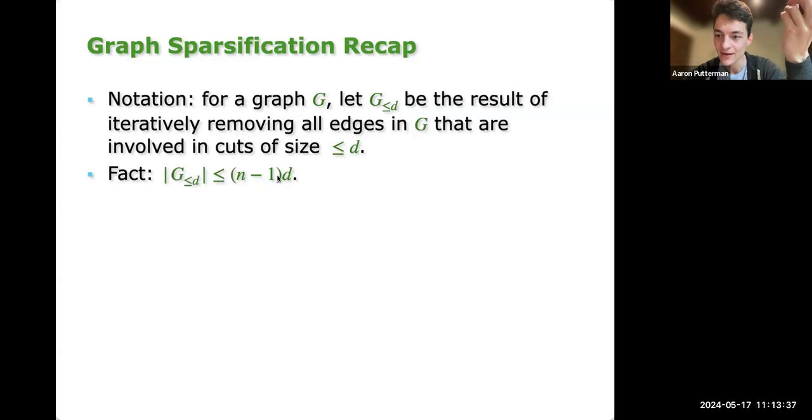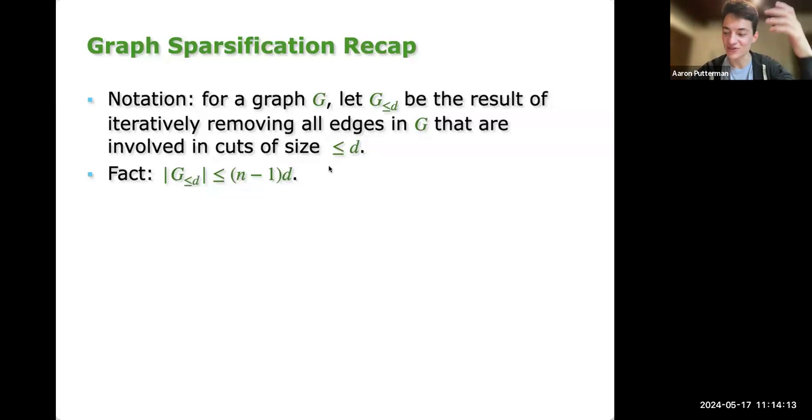times D. And the reason why is that in the first iteration, say there's a minimum cut of size less than or equal to D, we take all those edges and we remove them, but the number of connected components in the graph has now gone up by 1. Because we removed some cut, it disconnected the graph into 2 parts. Now, if we repeat this again, we find some minimum cut of size less than or equal to D, we take those edges and we remove them. This will split one of these other components into 2 parts. So again, the number of components is always going up by at least 1.